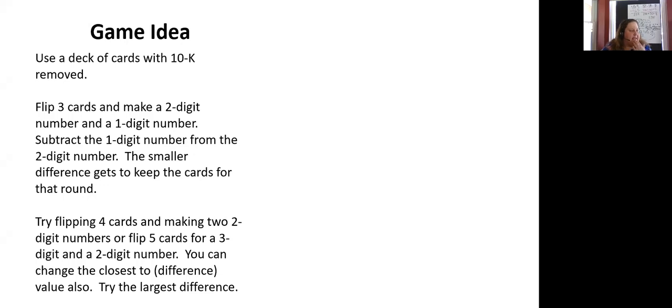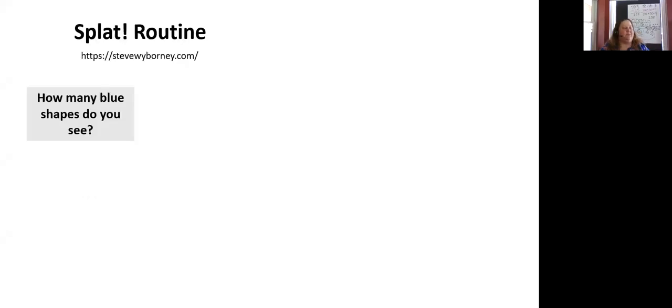All right, so there's the game idea. Just something different. I explained all of the directions for that, but you can change up the directions. Again, it's not about winning a game. It's really about getting students active in the math. So, Splat Routine.